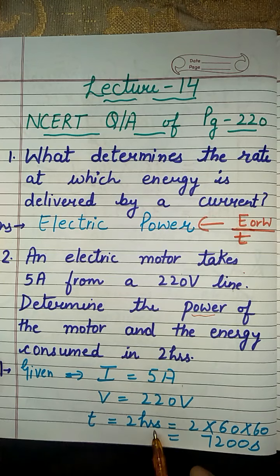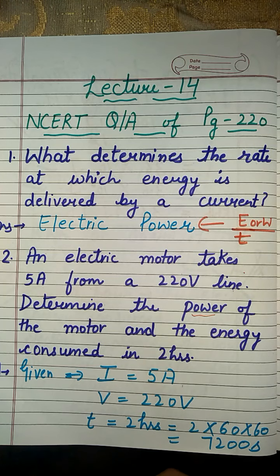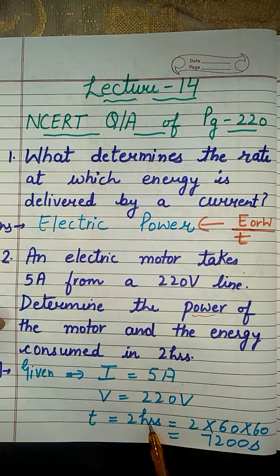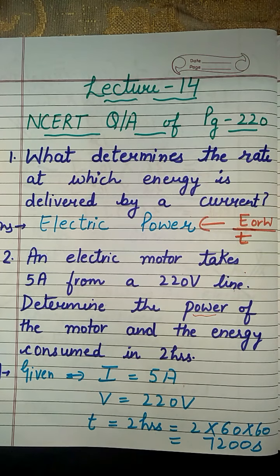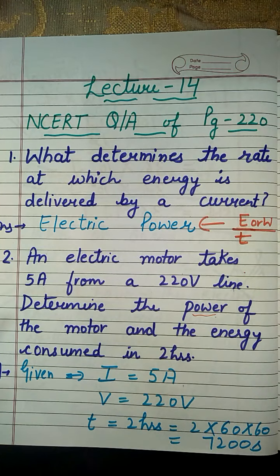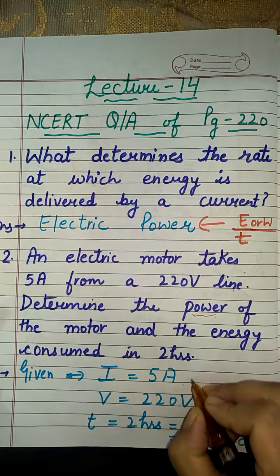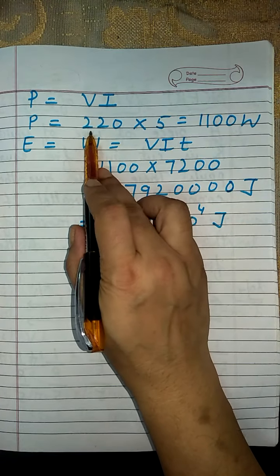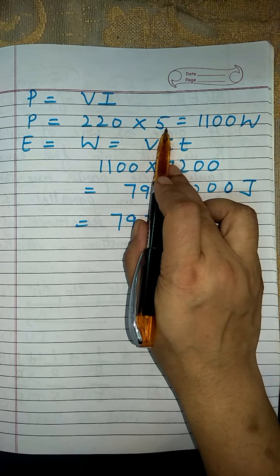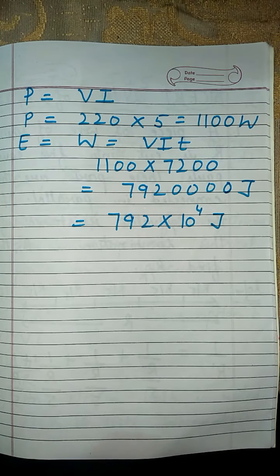See, time is given, 2 hours. So definitely if we have to go for SI system of units, then we have to convert hours into seconds. So multiplied by 60 second into 60 second, it comes out to be 7200 seconds. Fine. Now we want to find out power. Power is being calculated by which formula? P is equal to VI. So V is with us, I is with us. When we multiply voltage into current, it will give us 1100 watt.